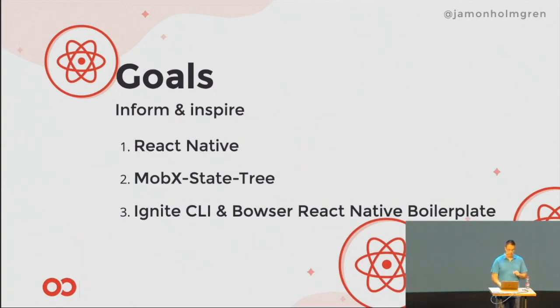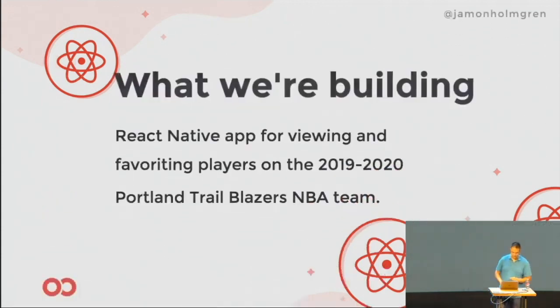I also want to show off the Ignite CLI and the Bowser React Native boilerplate. Ignite basically is a CLI. You'll see it in action where you can generate new projects and be kind of up and running very quickly. And then Bowser is the boilerplate that we have for React Native. It's the latest one. So what we're going to build today is a React Native app for viewing and favoriting players on the 2019-2020 Portland Trailblazers NBA team.